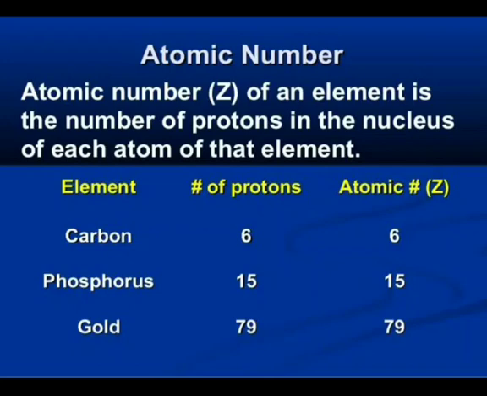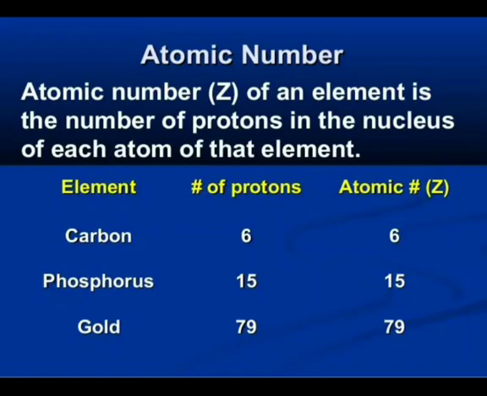Okay, like that, phosphorus: the number of protons in phosphorus is 15, so the atomic number is also 15, because atomic number equals the number of protons. And you know that the number of protons equals the number of electrons, so you can say that the number of electrons in an atom equals the atomic number. And the next example is gold: the number of protons is 79, so the atomic number is also 79.